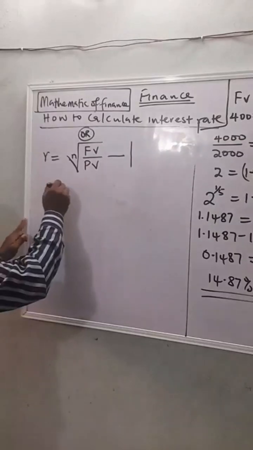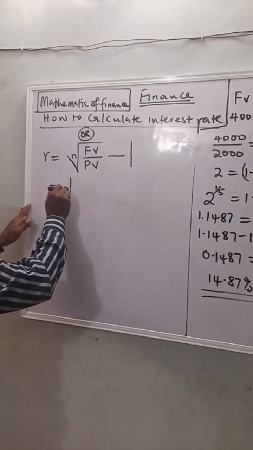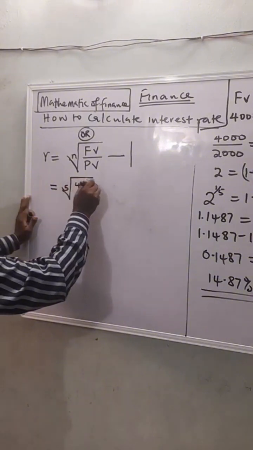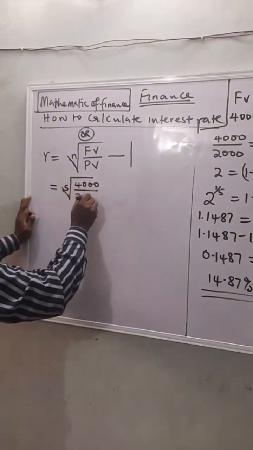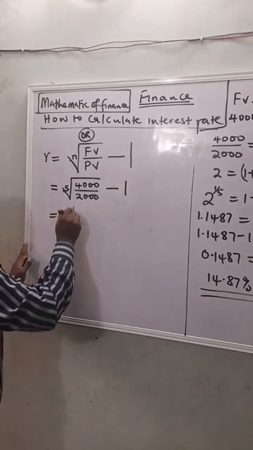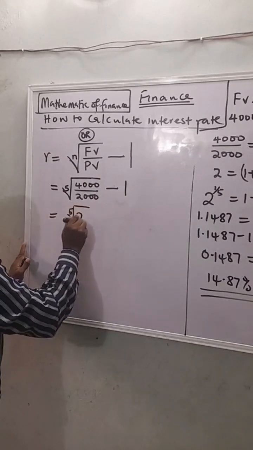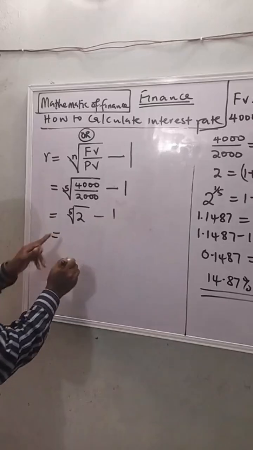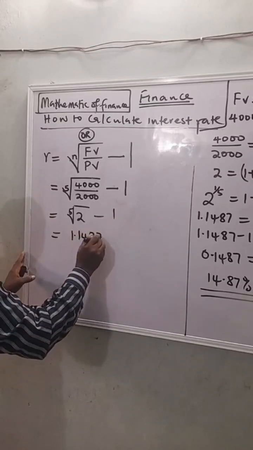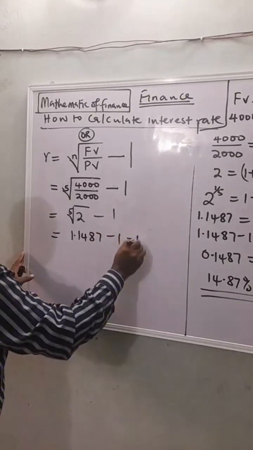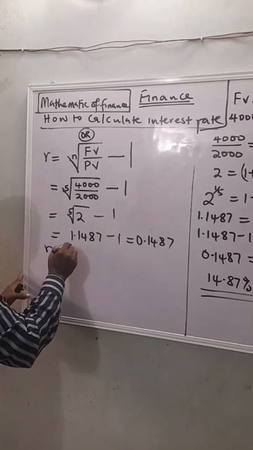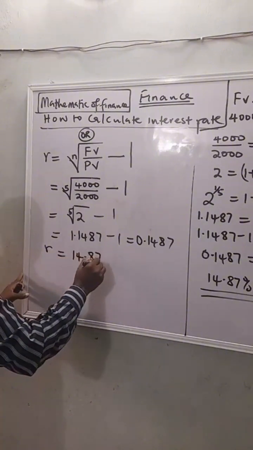All you just need to do straight away is, the number of years is 5. You just put 5 here into 4,000 all over 2,000, it is already a ready-made formula, minus 1. All you need to do here is fifth root of 2 minus 1, and fifth root of this is 1.1487 minus 1, and it gives you 0.1487, and your interest rate is straight away 14.87%.